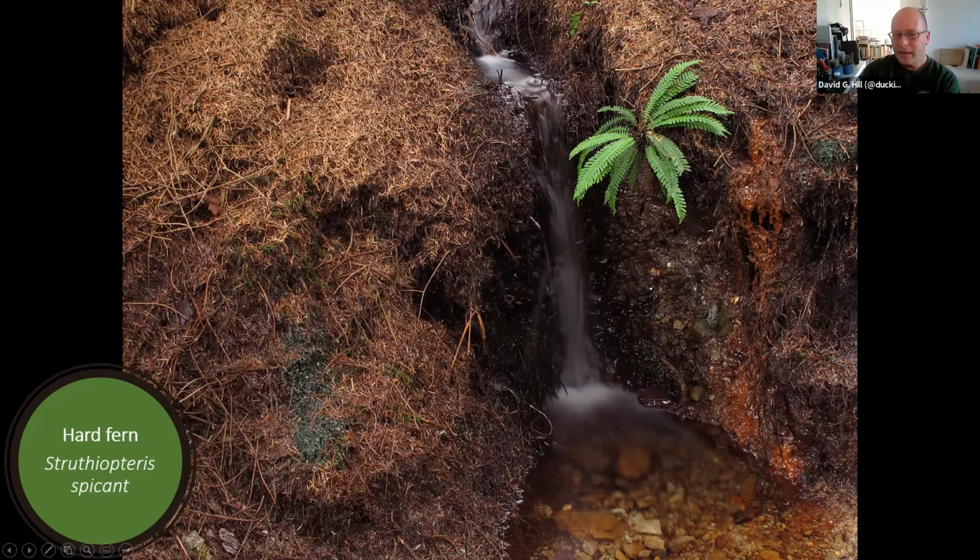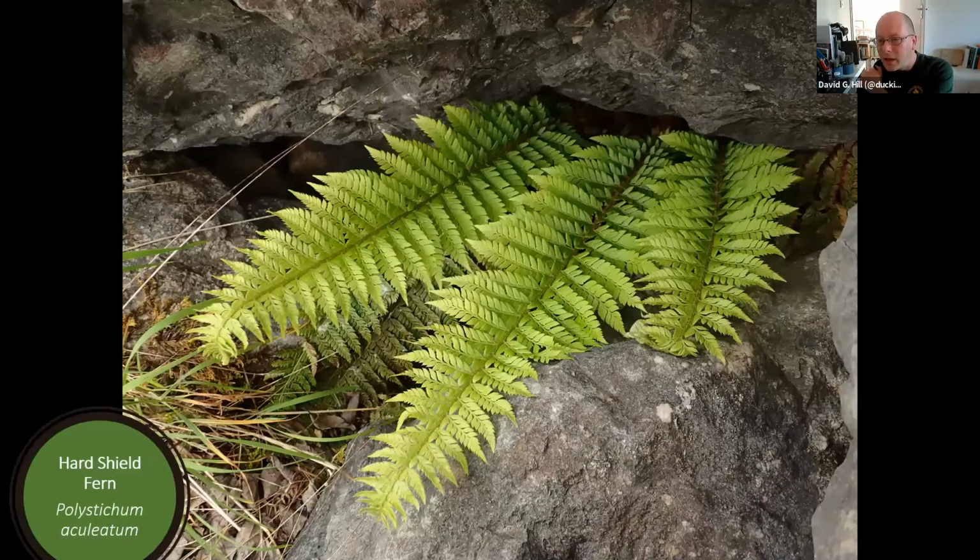And then we have 3 Polystichums within the UK, like base enrichment. So these are really ferns of limestone habitats, which we don't have huge amounts of within Wales, but there are some nice areas of limestone. This is the hard shield fern, Polystichum aculeatum, and the soft shield fern is Polystichum setiferum.